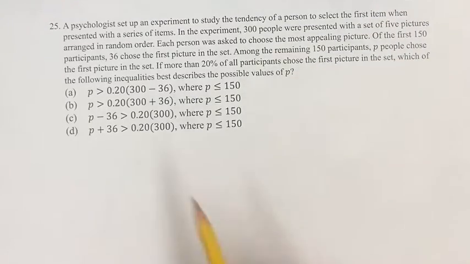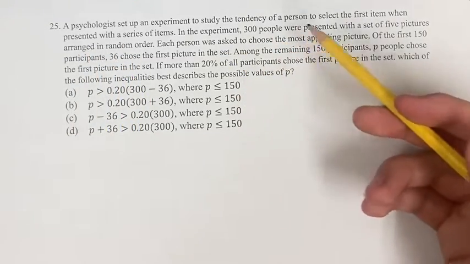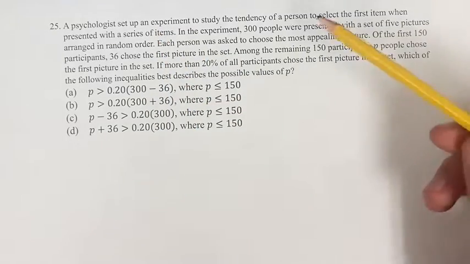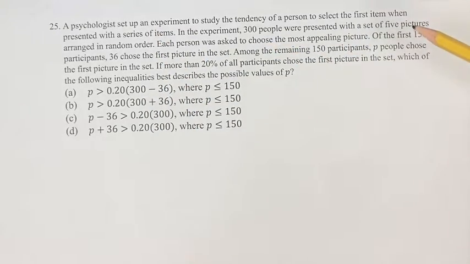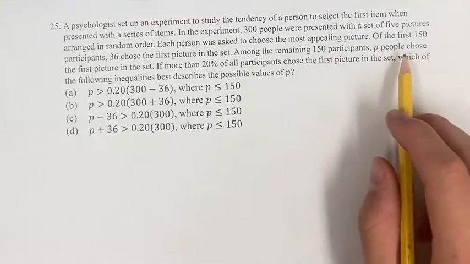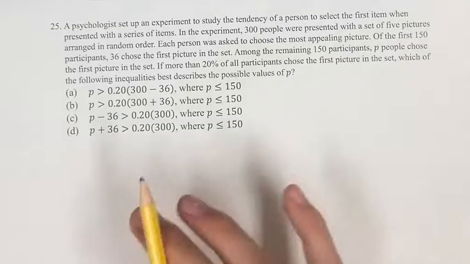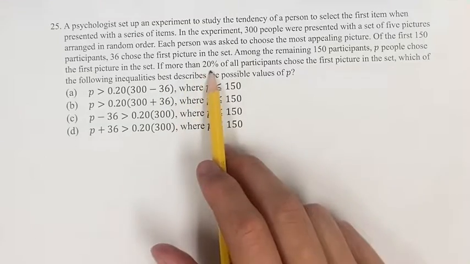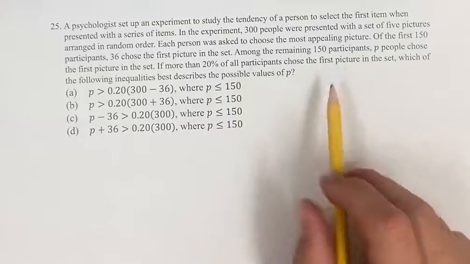This problem, a psychologist has set up an experiment to study the tendency of a person to select the first item when presented with a whole series. In this experiment, we have 300 people who are presented with 5 pictures in a random order and asked to choose the most appealing picture. Of the first 150 participants, 36 chose the first picture, and of the rest, P chose the first picture. P is some number of participants. And we're told that more than 20% of all participants chose the first picture.